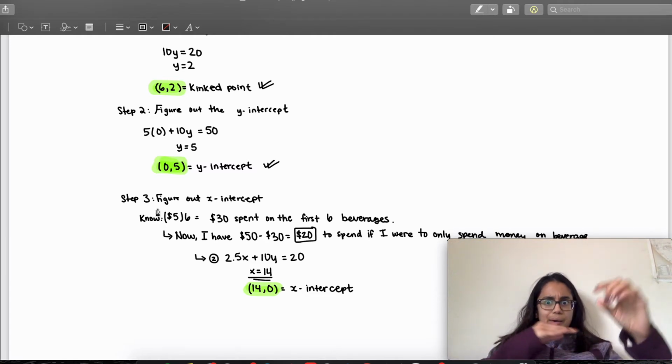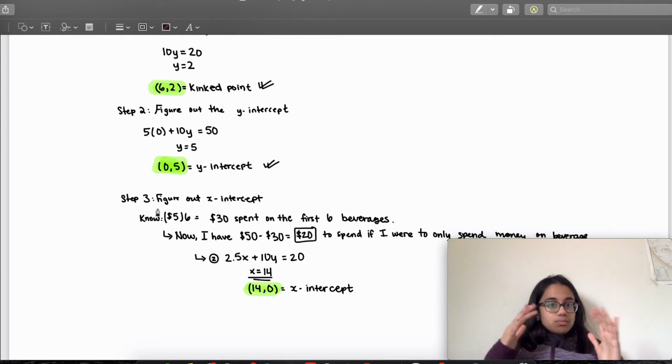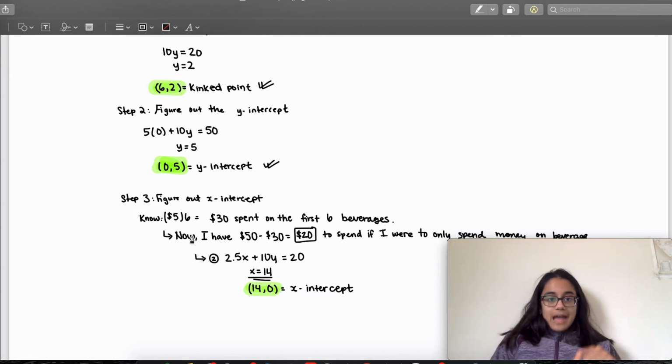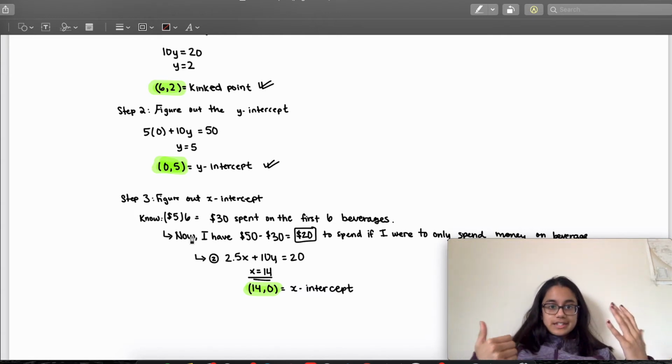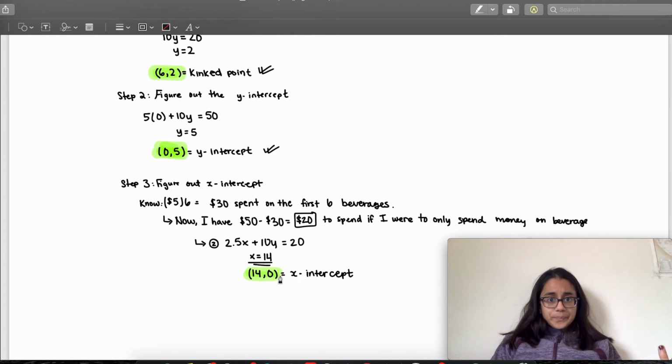beverages. Now here's where the tricky part comes, because we have this deal, right? After the 6 beverages that you buy, we have our little deal. So let's see what it's like when we buy our first 6 beverages. We're going to have $5 times our 6, that's going to be 30, and that's the $30 that you spend on your 6 beverages. But wait, I still have my $50 in my pocket, right? But you're subtracting that 30, so now I have $20 in my pocket.